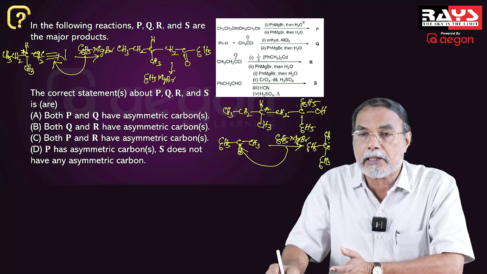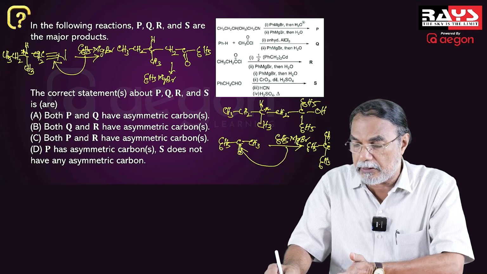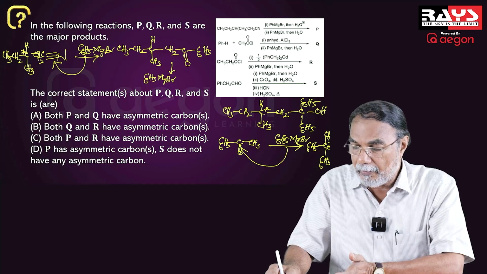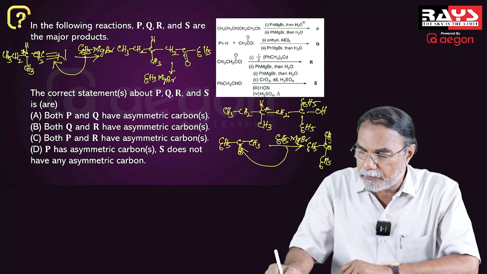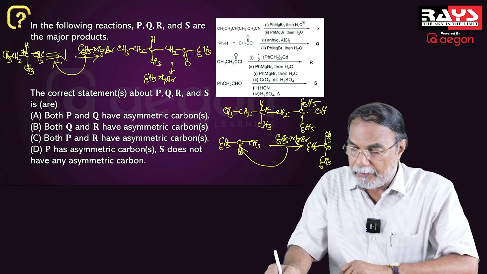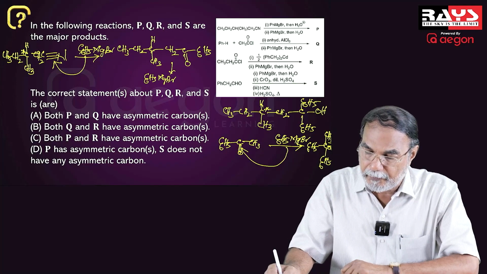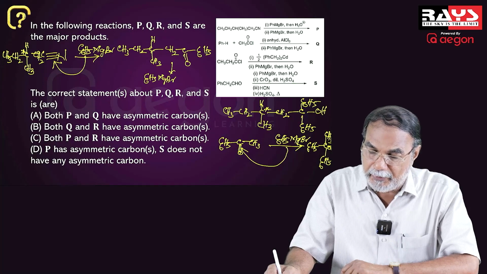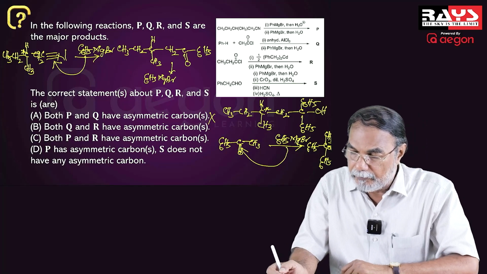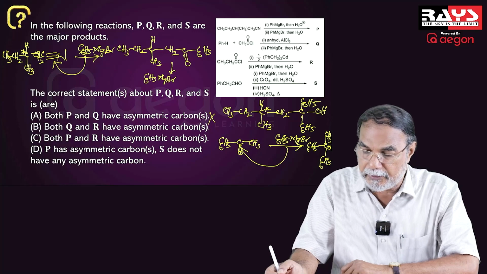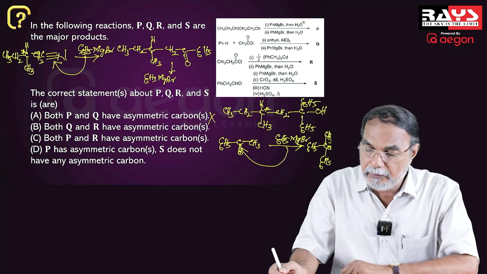And as far as this carbon is concerned, you have two phenyl groups on the same carbon atom, so it is no more asymmetric. So as I said, the product Q has two phenyl groups on the carbon atom, and therefore it is no more chiral. It doesn't have chiral carbon atom. Okay? So the statement that both P and Q have asymmetric carbon atom is not correct. Of course, P has an asymmetric carbon atom, but Q has no asymmetric carbon atom. So the statement A is not correct.